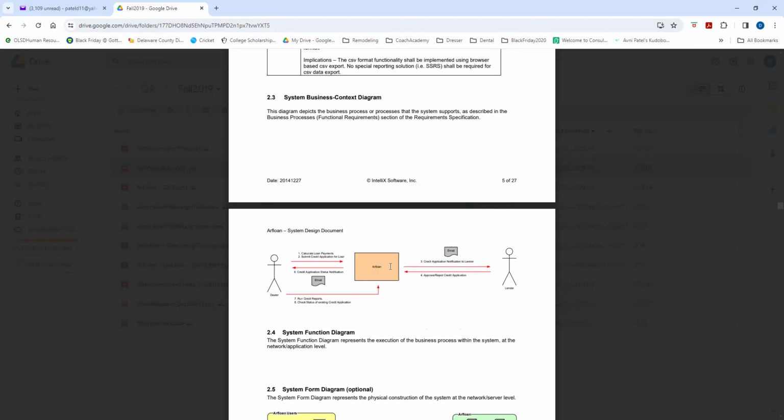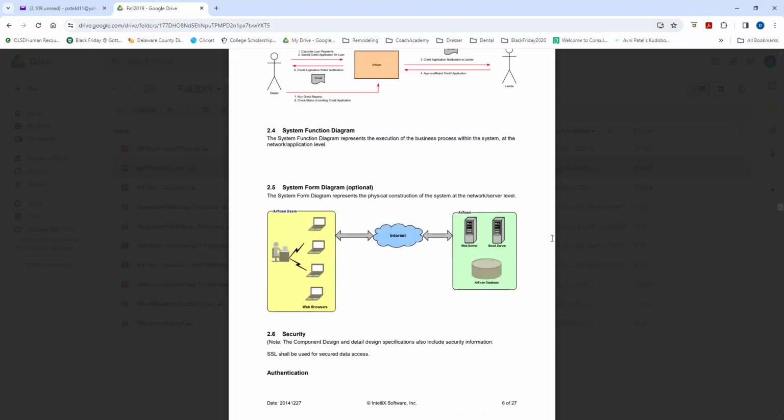Then you look into the business context diagram from a system point of view. So this should look very familiar, right? So this is the system. This is the dealer. This is the lender. So this should mimic a lot more to the context diagram that you saw in the requirements document. Then it talks about, at a high level, what the system diagram is going to look like.